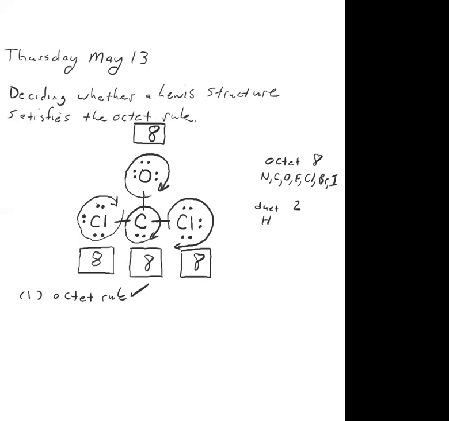The next thing we're going to do is analyze whether it has the correct number of valence electrons. So it appears to have 8 electrons around each atom.